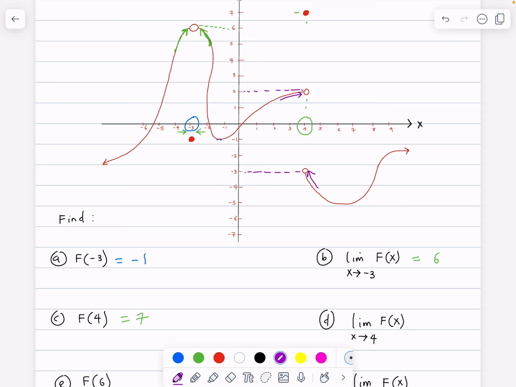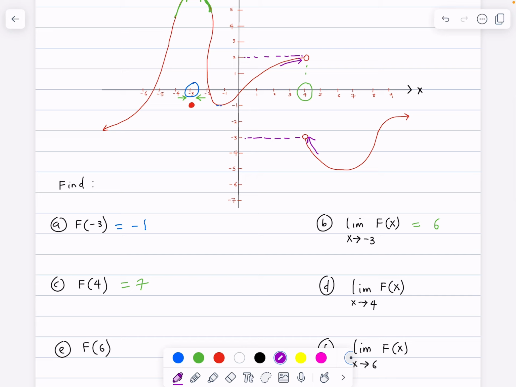So what does that mean? It means they are both different, right? The left limit is different from the right limit. It means that the limit of f of x as x approaches 4 is what? Does not exist. DNE. DNE means does not exist. The limit does not exist because the left limit is different from the right limit.